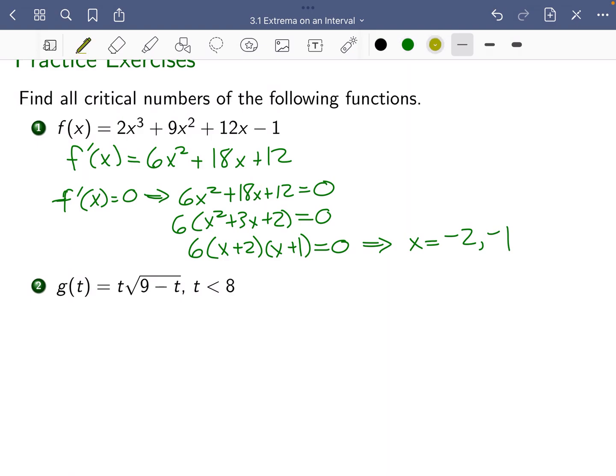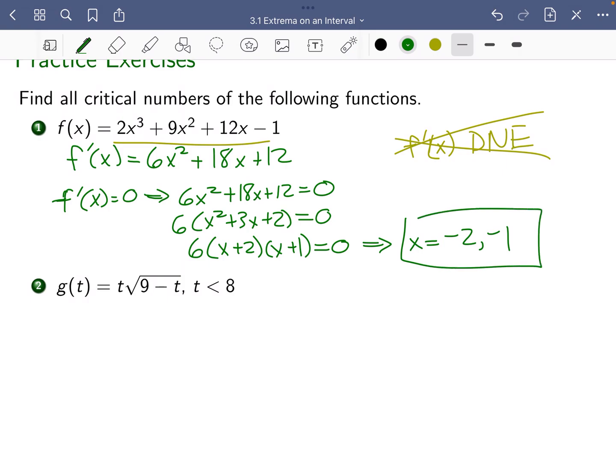We should also check where this derivative does not exist. This function does not have anywhere where the derivative does not exist. It's a polynomial, and for polynomials, our derivatives all exist. So the only critical numbers we have are -2 and -1. Excellent.